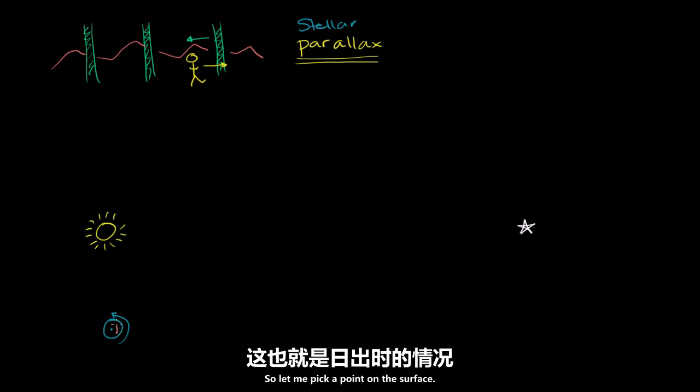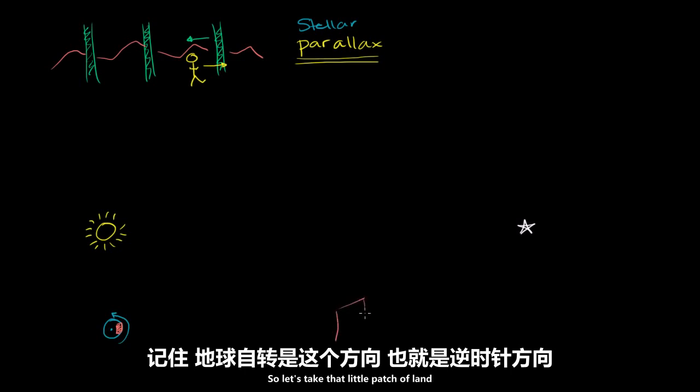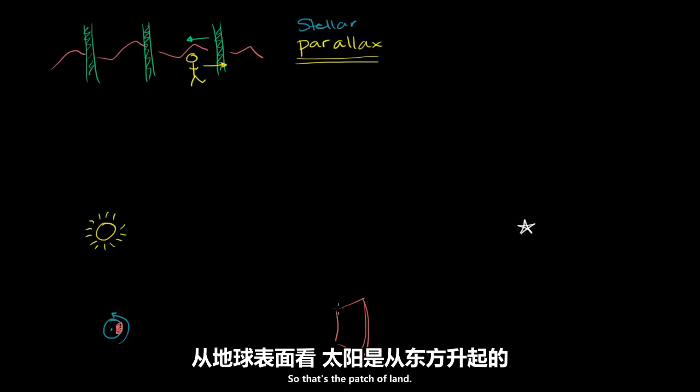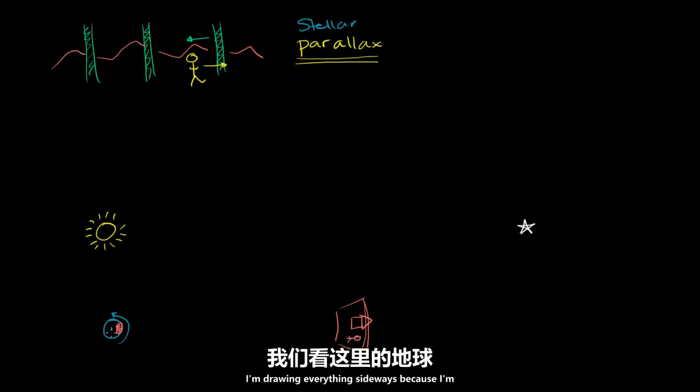So let me pick a point on the surface. Maybe if we're thinking about North America, we're right there in the northern hemisphere. Let's take that little patch of land and think about how the position of that star would look. So that's the patch of land. Maybe this is my house right over here, jutting out the side of the Earth. Maybe this is me standing. I'm drawing everything sideways because I'm trying to hold this perspective. So this is me looking up.